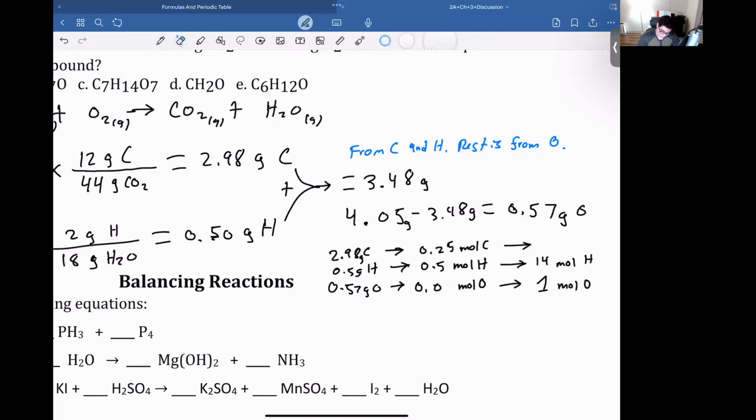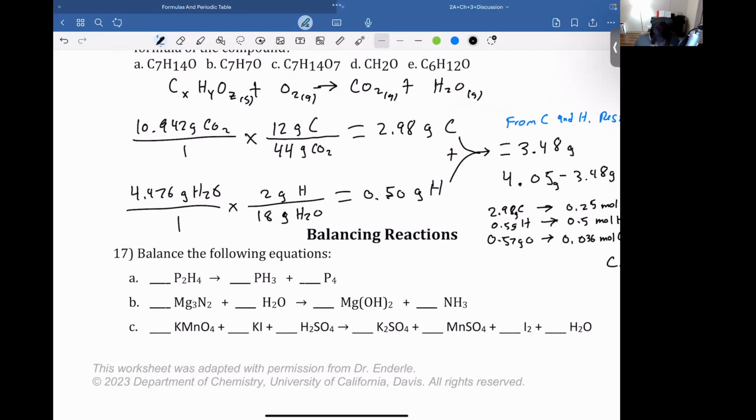So let me actually rewrite. Sorry, I shouldn't have rounded the oxygen. So 0.36. So that's one example where you do want to actually keep some extra numbers. And then carbon is going to be half of that. So the empirical formula is C7H14. So then you're done.